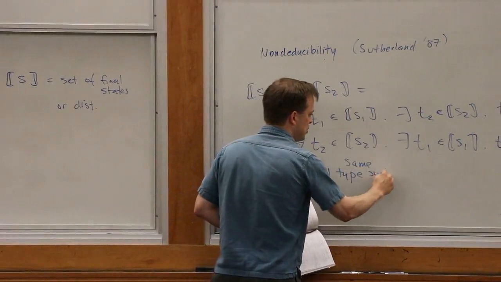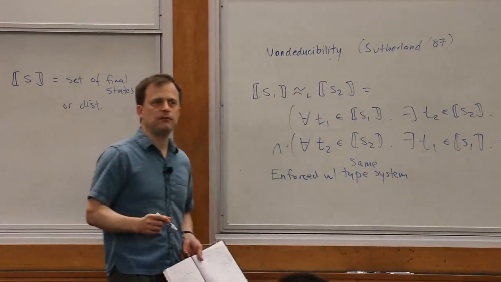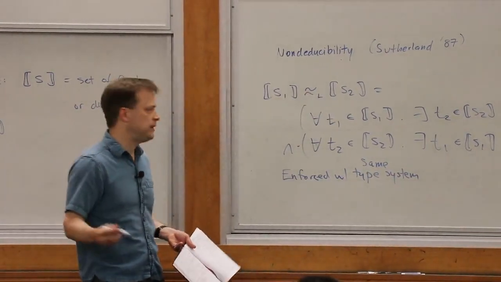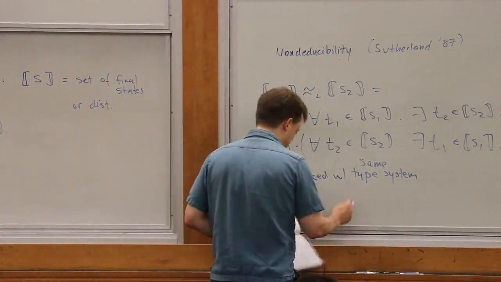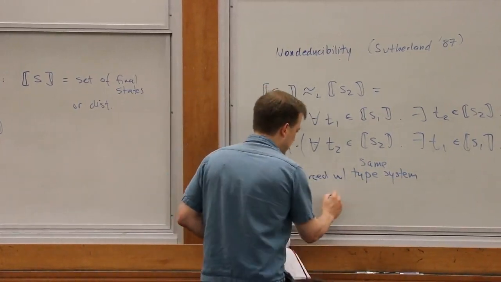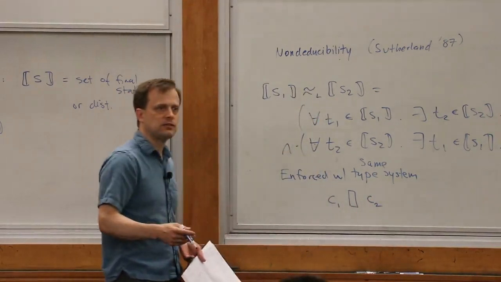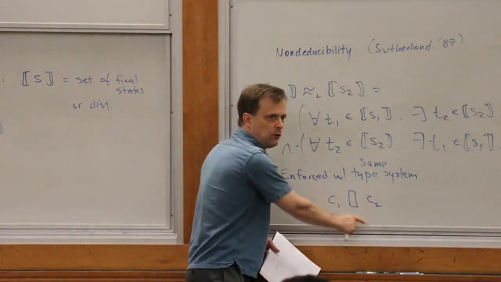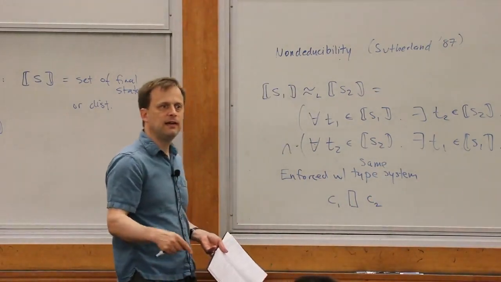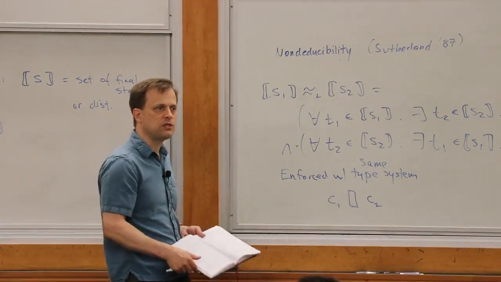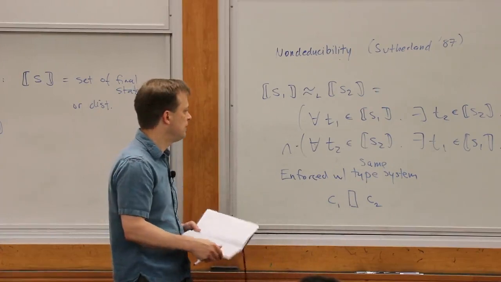So the same type system I showed you, if we add some kind of non-deterministic choice to the language, for example, we could add a non-deterministic choice C1 box C2. The idea is that this is going to either run C1 or run C2, and it non-deterministically chooses which. So that would be one way of adding non-determinism.